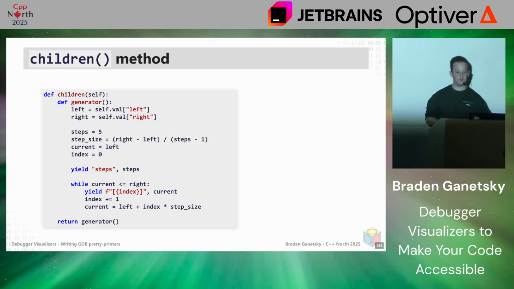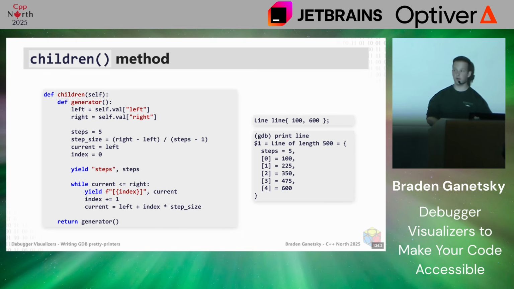So does it work? Let's create a line, 100, 600, and yeah, hey, it works. There are different ways that you can format this when you have a print call. That's one of the advantages to using children instead of just formatting your own string.